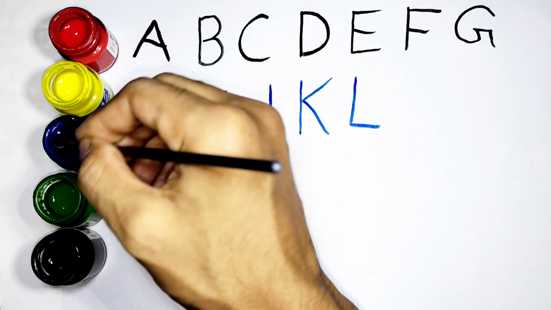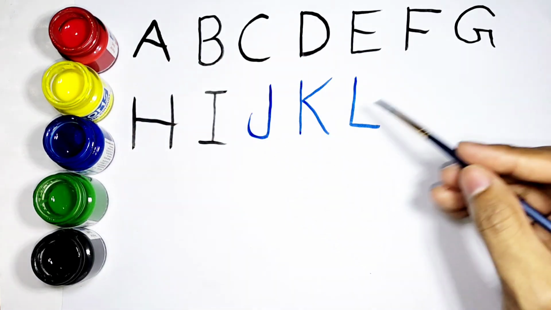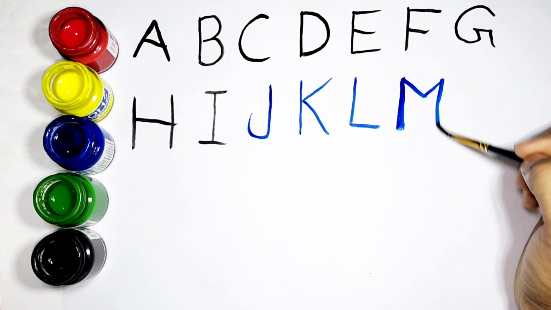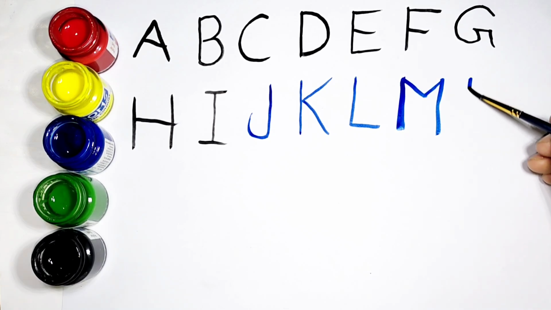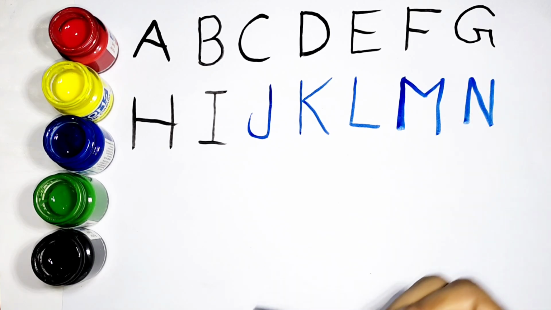The next one is M. M for moon, M for mango. The next one is N. N for nose, N for next. And the next one is O.